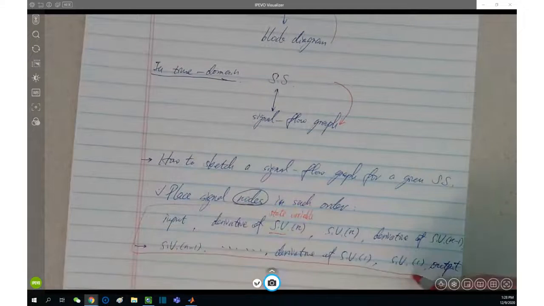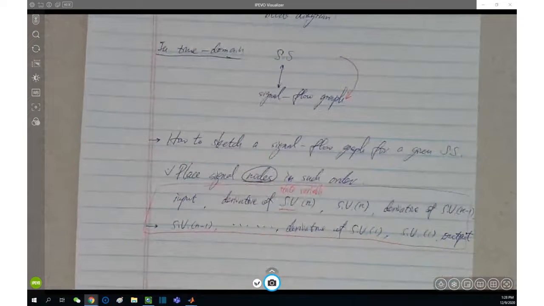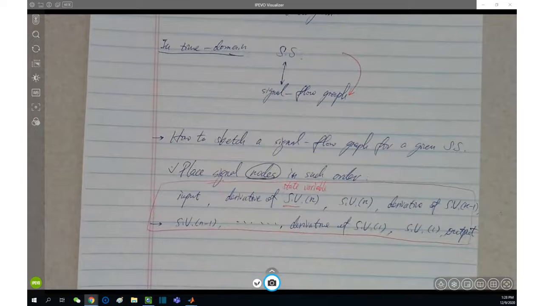This is the order. You need to remember this order. This is how we build up the signal flow graph, following a certain order. Left begins with the input, right ends with the output. In the middle are the derivatives of the state variables and the state variables.